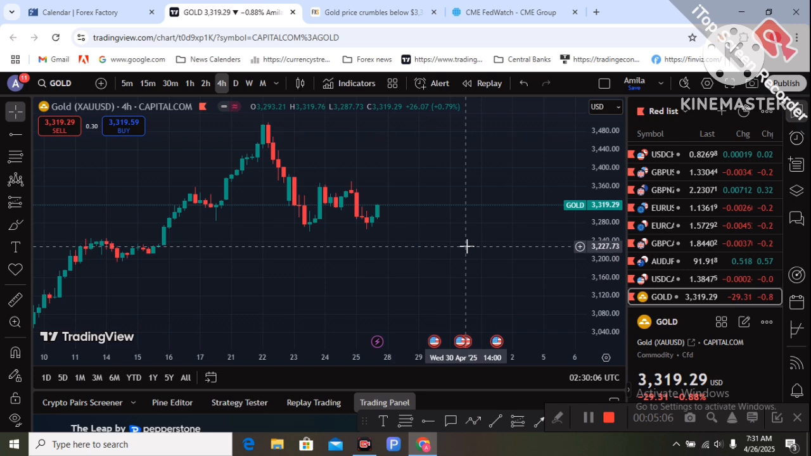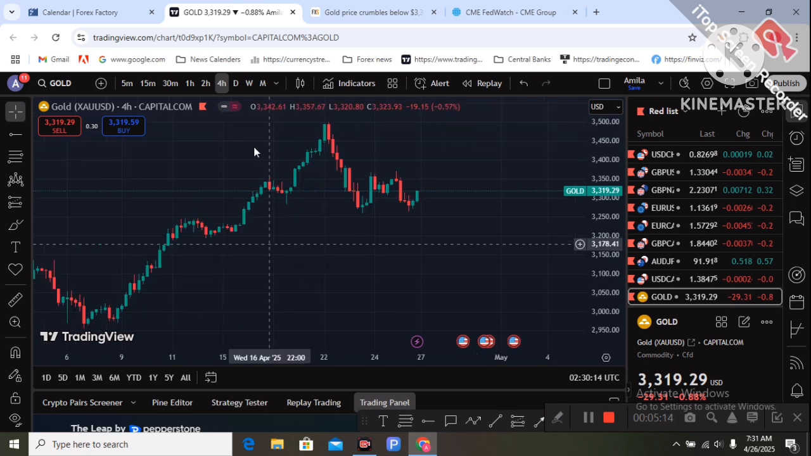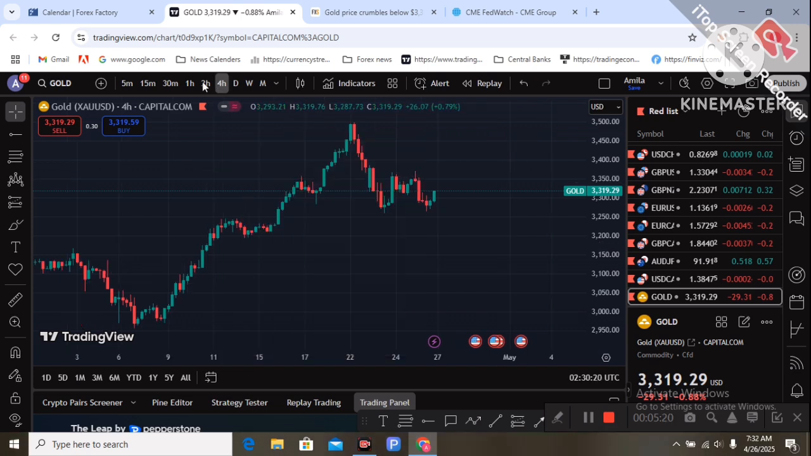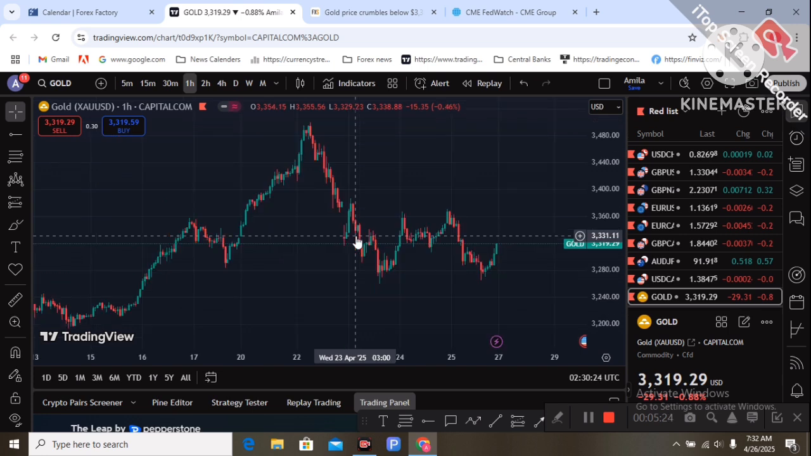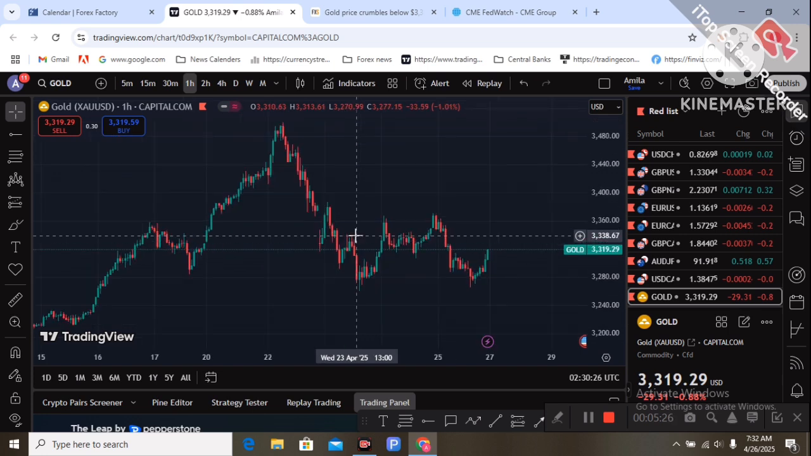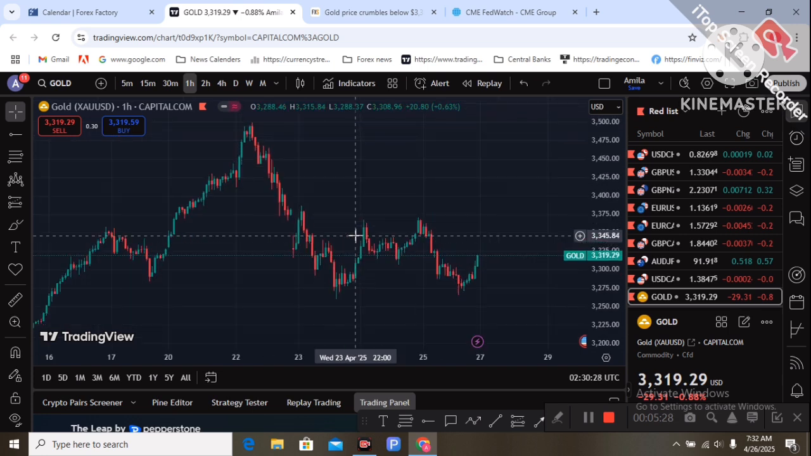So I am going to the 1-hour chart. What important patterns and levels should you watch on the 1-hour chart? This was the 4-hour chart, and now I am going to the 1-hour chart. On this 1-hour chart I am seeing a trend line.